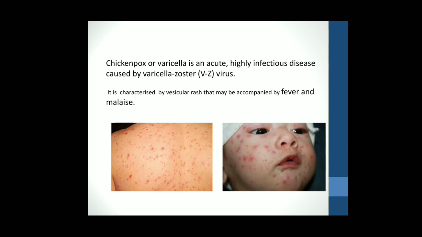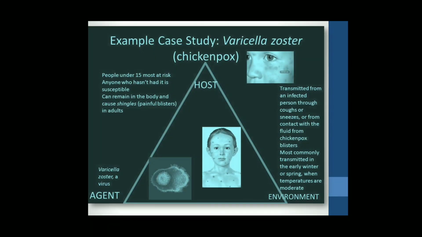You can see in the picture clearly how the rash forms when a patient is affected with chicken pox. Coming to the next point, the epidemiological study. Here you can see the age, the host, and the environment in which the disease is transmitted. The agent of chicken pox is the varicella zoster virus.